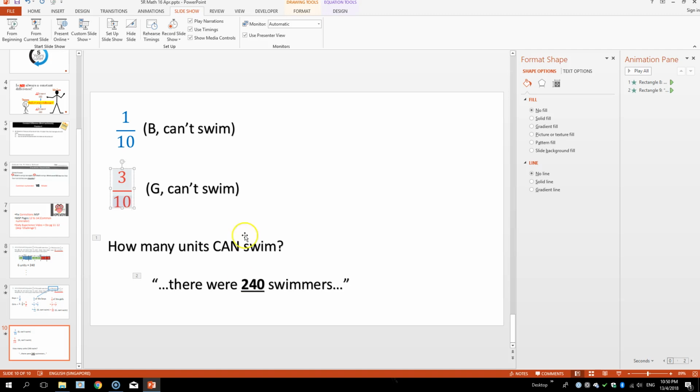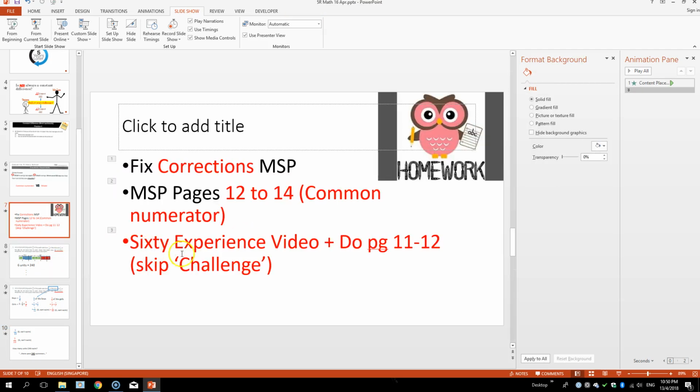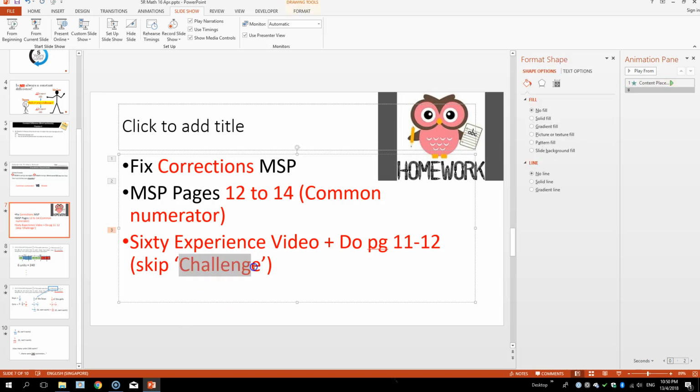So for homework, it shall be 60 experience, just finish up pages 11 and 12, using either method, the model method or the non-model method, and you can skip the challenge. I welcome those who are adventurous enough. You may want to try the challenge questions on your own. Okay, so I'll see you in class again.